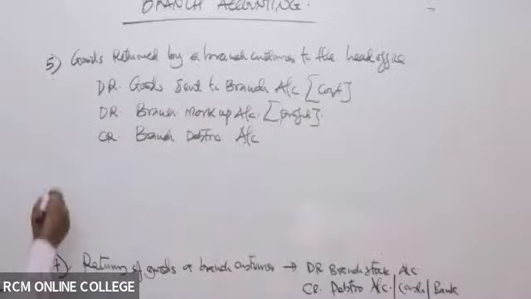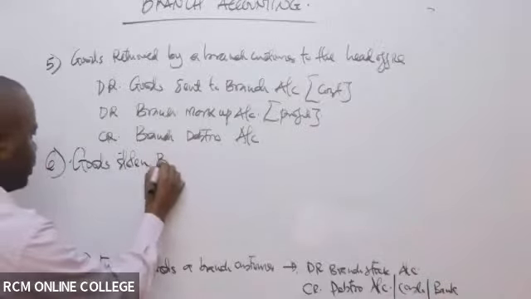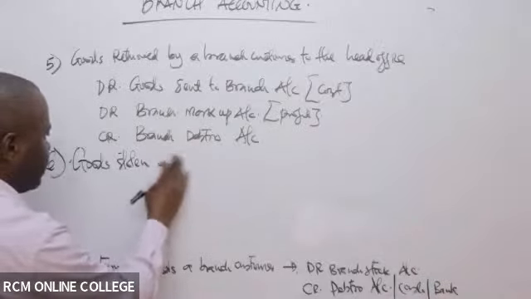Then transaction number 6 could end up occurring. Sometimes the goods can actually be stolen. So goods stolen in the branch. Maybe it can be by the employees. Goods stolen in the branch.